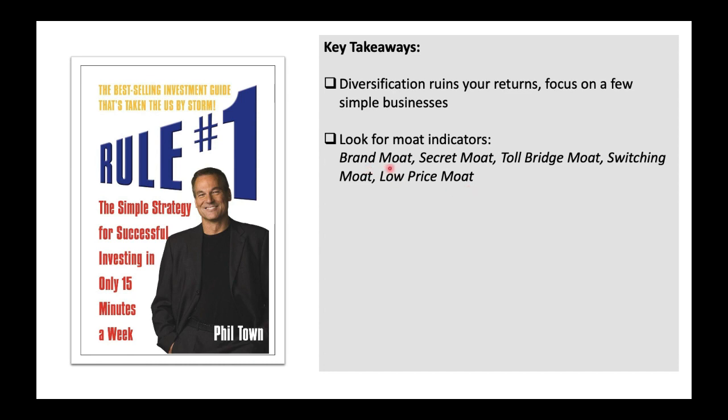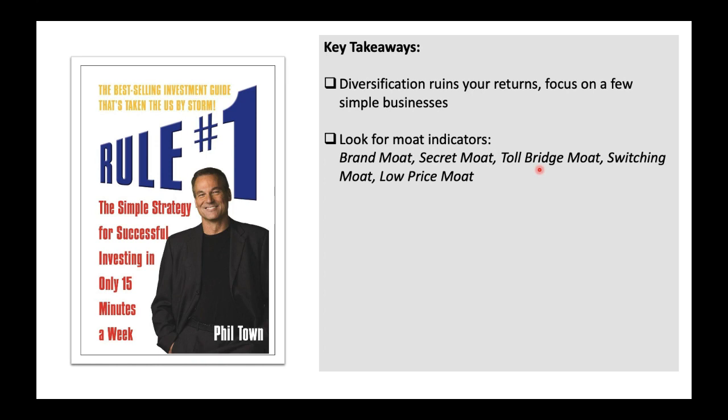So briefly, brand moat is a company that has a very strong brand going for it. For example, Coca-Cola. Secret moat is some kind of proprietary protection like patents, copyrights, etc. A lot of pharmaceutical companies, also semiconductor companies like Intel, have the secret moat going for them. Pharma companies like Pfizer, Johnson & Johnson can actually file patents for their drugs that protects their products from generic medicines.